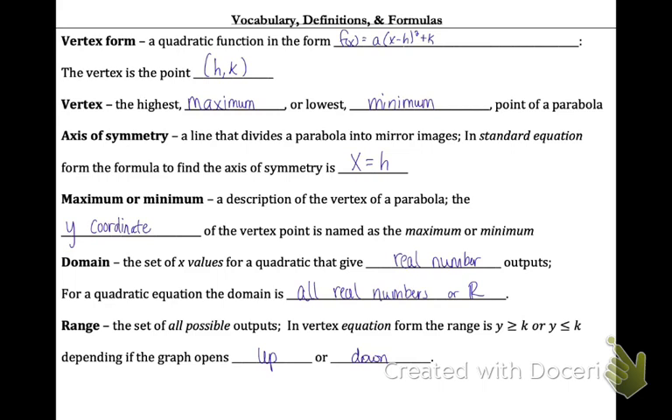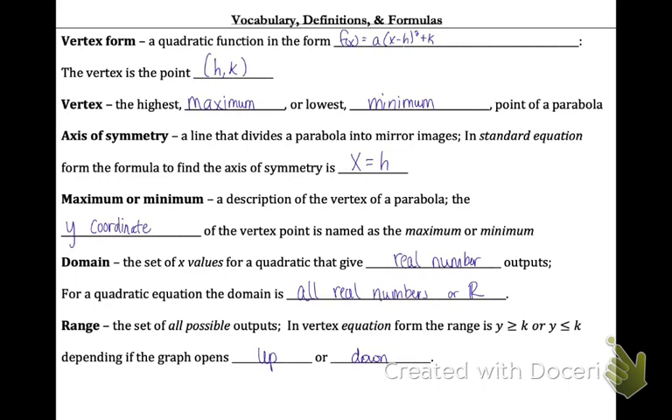Anytime you're asked for the axis of symmetry, make sure you answer it as an equation: x equals a number. Minimum or maximum, a description of the vertex of a parabola. The y-coordinate of the vertex point is named as the maximum or minimum.